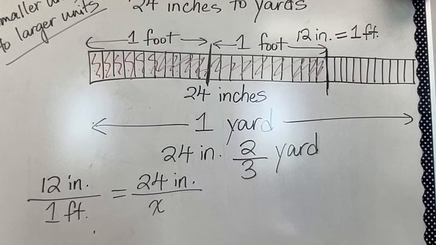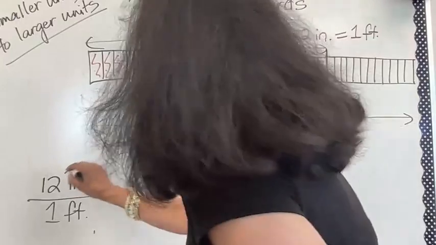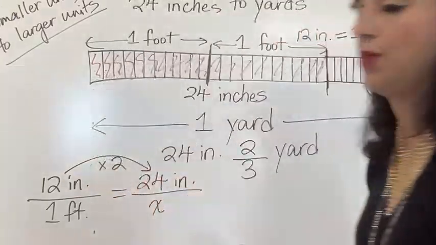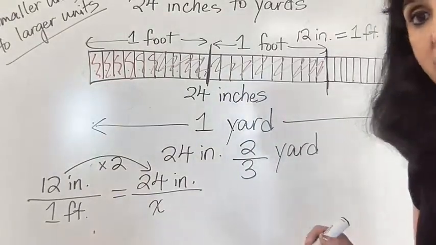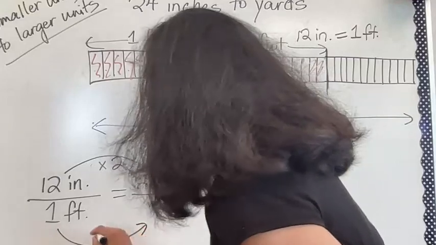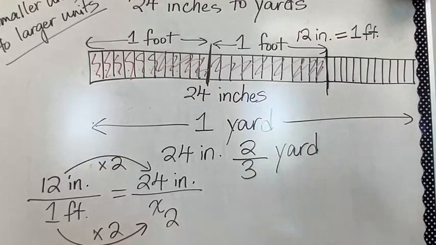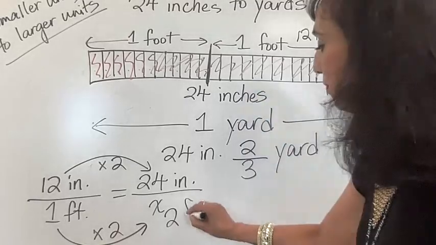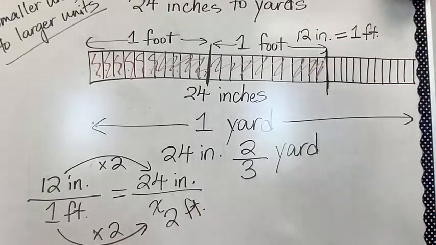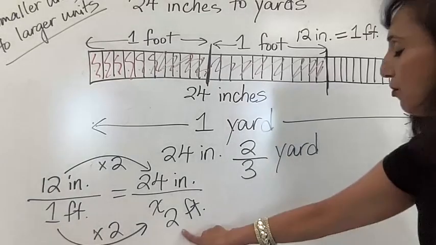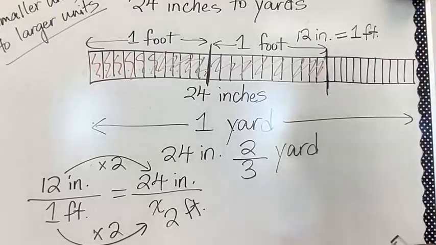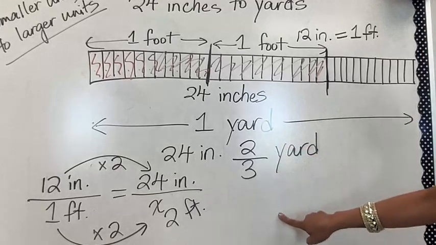Okay, so what we're going to do here is we can see that if I do 12 times 2, I get 24. Whatever I do to the numerator, I do exactly the same thing to the denominator. And 1 times 2, that gives me 2 feet over here. Okay, and so that gives me 2 feet. And then what we are going to do is we are going to convert the feet to yards. Because there are 3 feet in every 1 yard, and there are only 2 feet out of here, over here. Okay, so that is 2 out of 3.